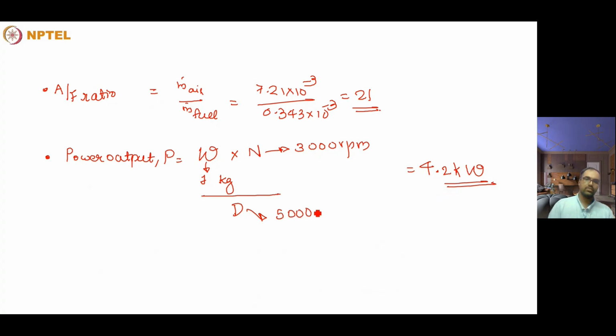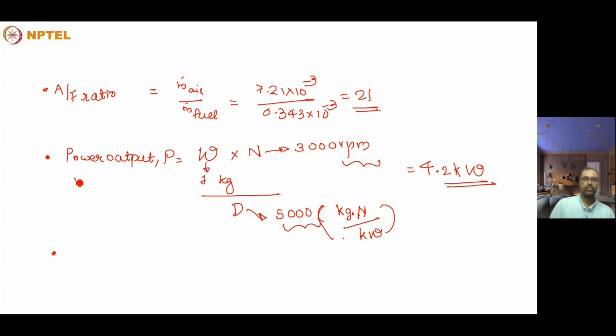The dynamometer constant unit will be in terms of kilogram into RPM, number of revolutions per second, multiplied by number of revolutions per minute, divided by the kilowatt. So this should be the unit of dynamometer constant. So that's given in this particular problem to be 5,000.